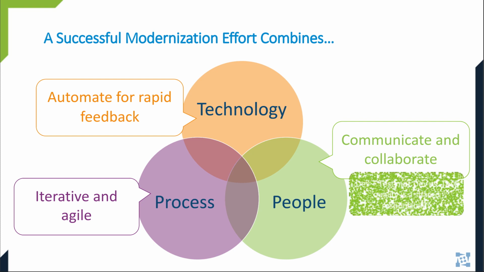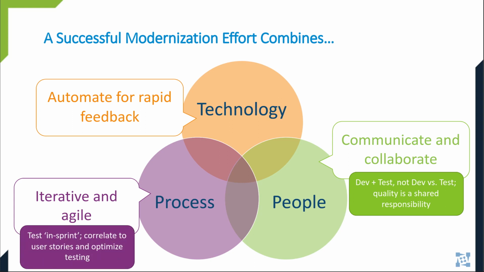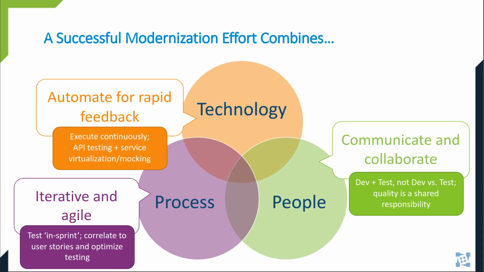First of all, with regards to people, you must encourage teamwork in a quality-first culture for dev and test to work well together, not dev versus test, where things are thrown over the wall without any communication. Additionally, testing should be included in sprint during the development process, not left until the end of the cycle. By correlating the coding and the testing to the user stories, you can optimize testing practices to get rapid feedback and respond to it. And the next step is to enable your tests to run continuously using API testing and service virtualization to ensure that any testing bottlenecks are removed, allowing the DevOps team to complete each sprint successfully.